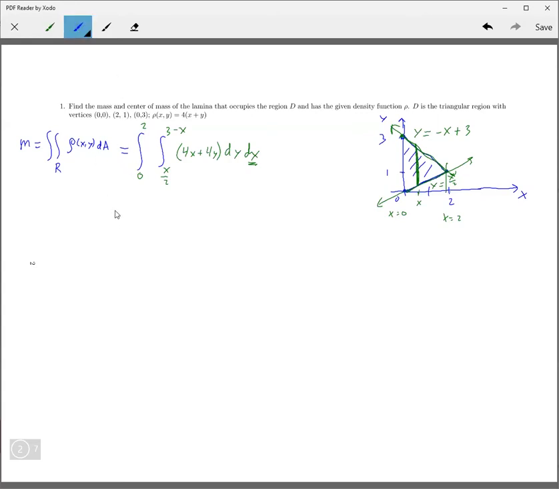And it turns out that this is really nasty. Extremely nasty. Okay, so check this out. Integrate with respect to y first. We got 4xy plus 2y squared. And you're going to evaluate that from x over 2 up to 3 minus x.